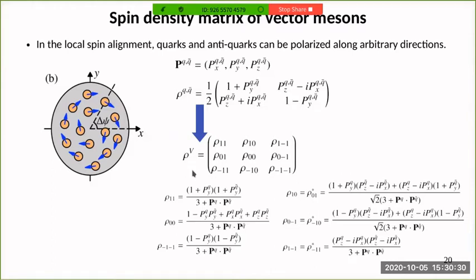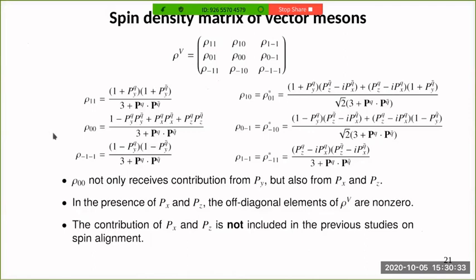So these results are complicated, and we have some comments here. First, let us look at the element rho_00. We see that it does not only receive contribution from Py, but also from Px and Pz. You can see here. And in the presence of Px and Pz, the off-diagonal elements of rho_V are non-zero, so they are here. But those contributions of Px and Pz are not included in the studies on the global spin alignment.